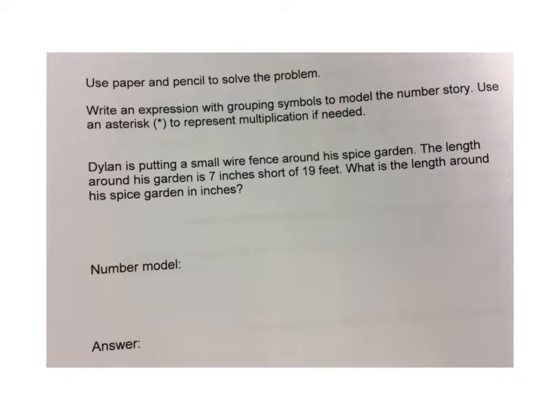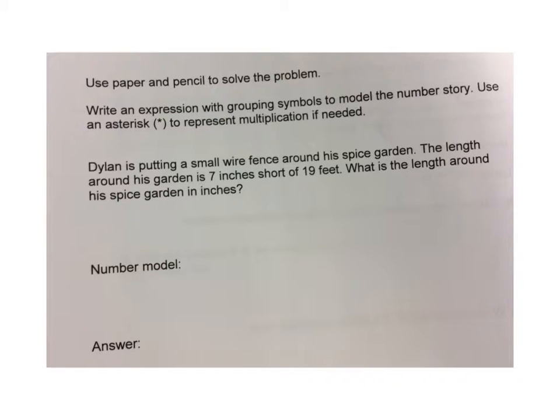Dylan is putting a small wire fence around his spice garden. The length of his garden is 7 inches short of 19 feet. What is the length around his spice garden in inches? So to read this again, the length around his garden is 7 inches short of 19 feet.